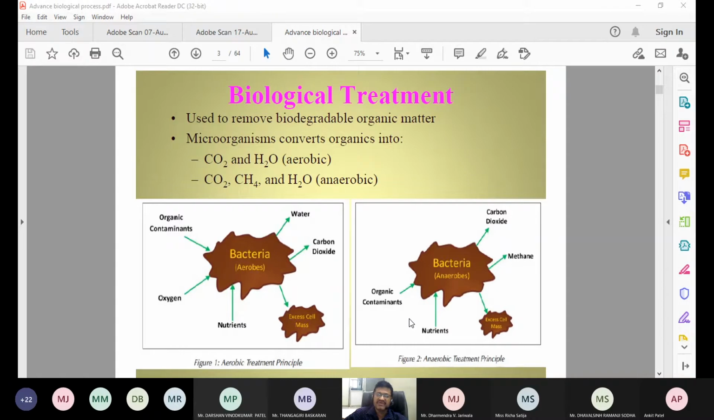And what happens if we release this wastewater directly into the river or oceans? I think this is one question. Generally, I ask the students, what will happen if we release our wastewater or the sewage directly into the river? What will happen? If anyone can give an answer, I will be happy.